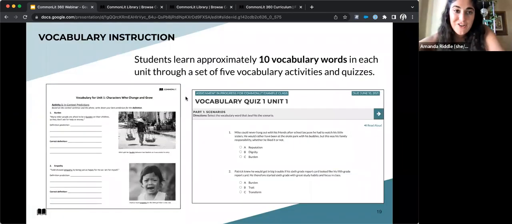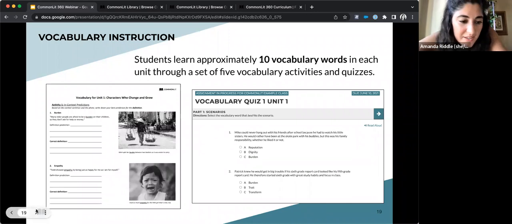Building upon the reading instruction is our vocabulary instruction. So students learn approximately 10 words per unit, and these are not just words we randomly choose. They're words that students are interacting with constantly in their text. They will come upon them in their core lessons, and then they will also be pushed to write with them during our writing lessons. And it's not just a vocabulary quiz and a list. We actually create 5 activities for each vocab list for you, totally done.